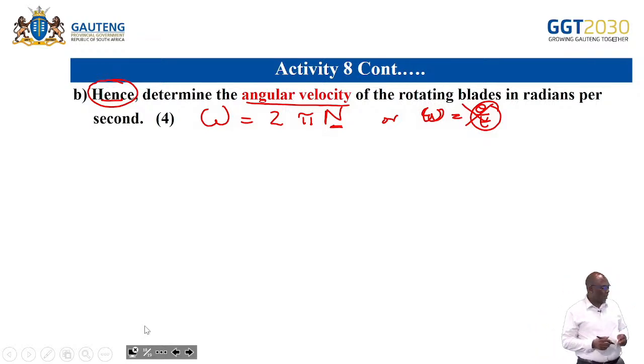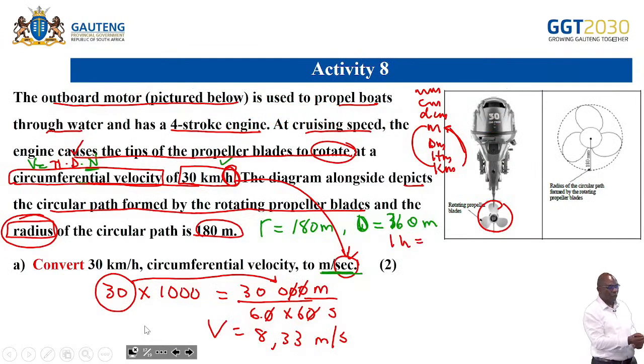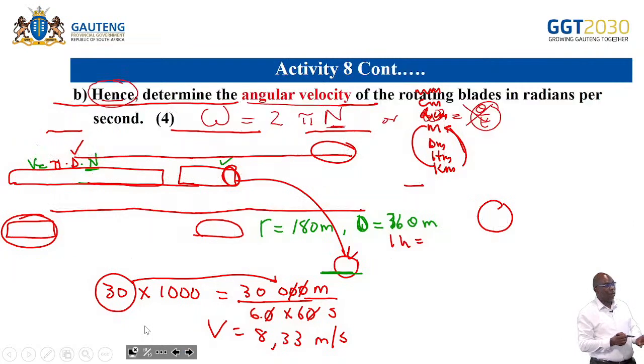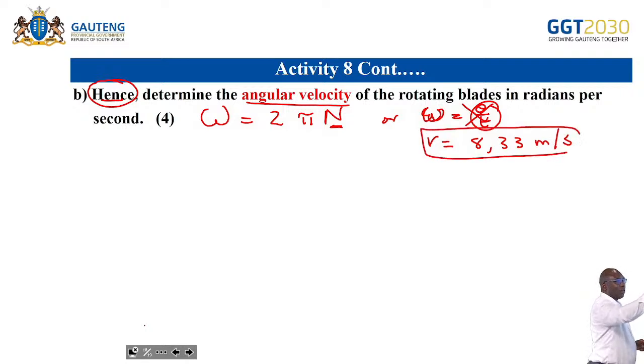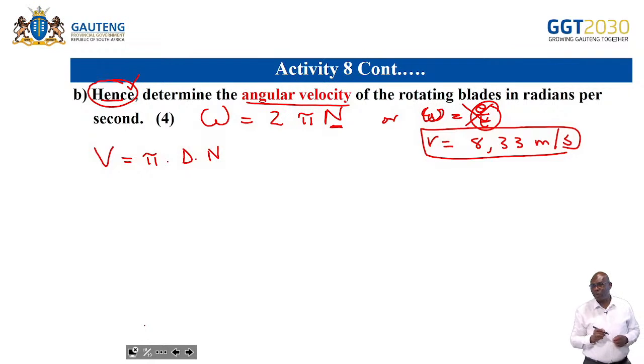Okay, now, as I said, what we had there was our velocity. I'm going to write it there. Now we've got our velocity, which is 8.33 meters per second. That's why the question says "hence." Already we have the velocity, so I'm going to write down the formula for the velocity, which is pi times d times n.